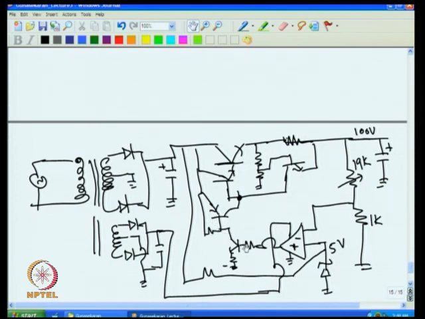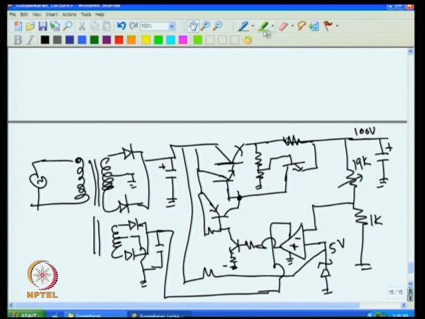So to control the gain, we can add an emitter resistance and make it work, and it works in a controlled fashion. So this circuit also works nicely for high voltage application. In fact, this is better than the other two circuits.